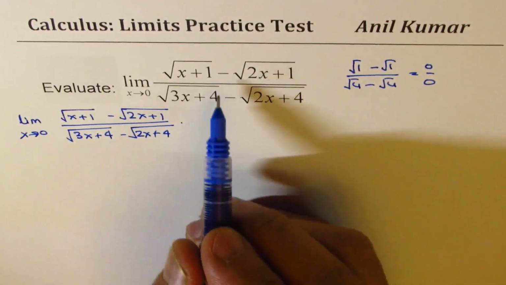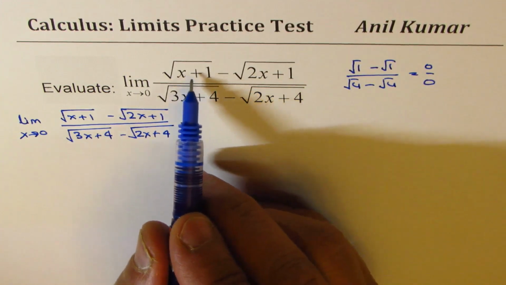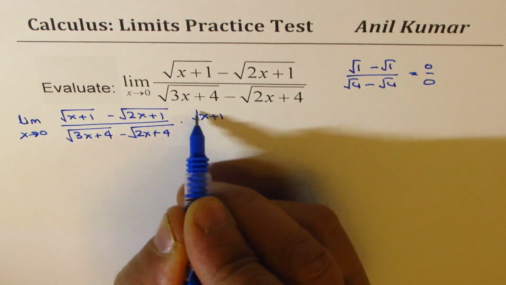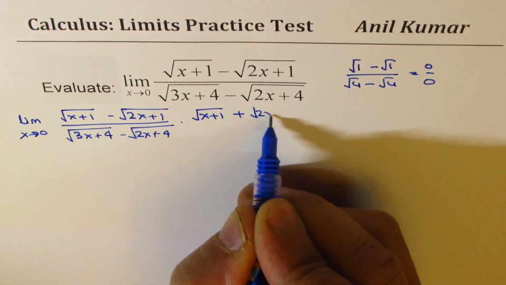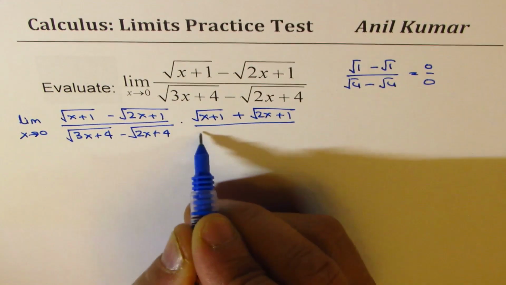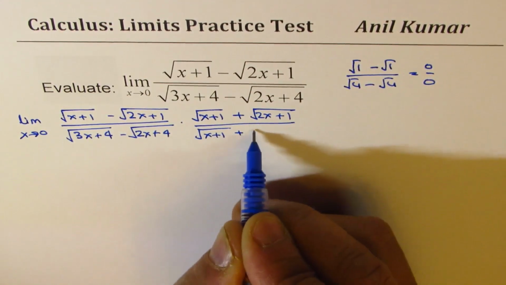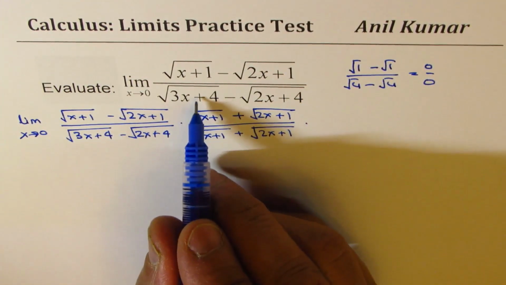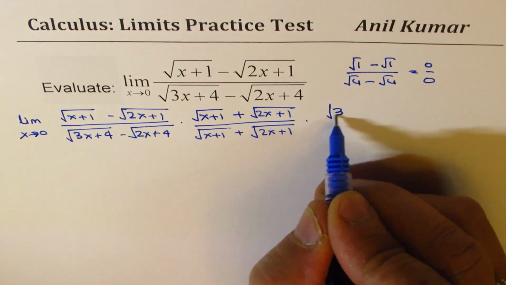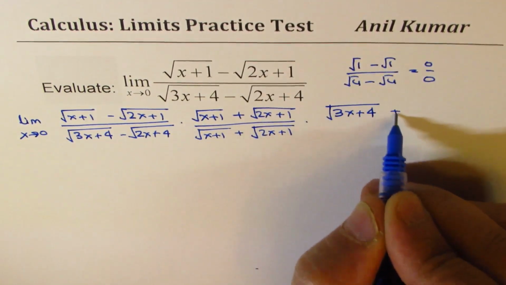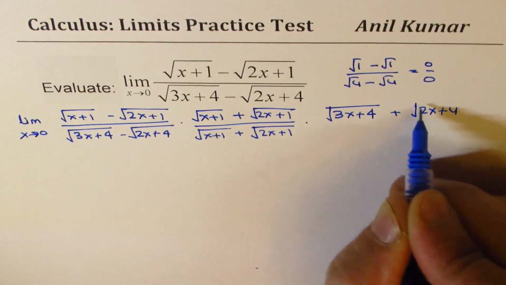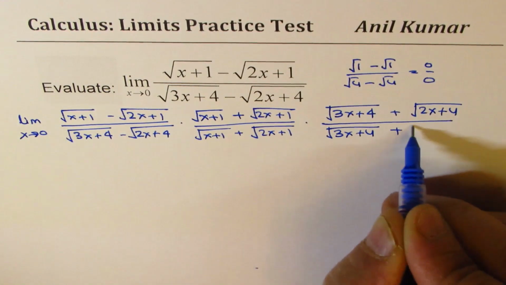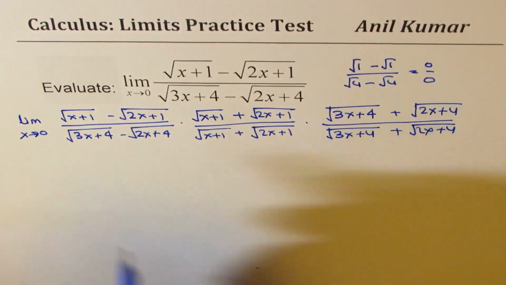To rationalize, we'll multiply and divide by the conjugate. So let's rationalize both numerator and denominator. So we'll multiply and divide by square root of x plus 1 plus square root of 2x plus 1 over square root of x plus 1 plus square root of 2x plus 1. That is rationalizing numerator. Now we'll rationalize denominator, which gives us square root of 3x plus 4 plus square root of 2x plus 4 over square root of 3x plus 4 plus square root of 2x plus 4, correct?